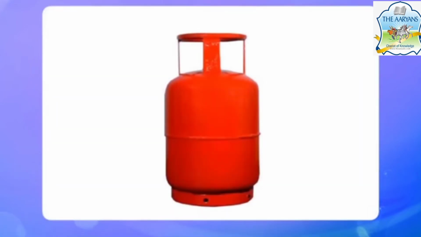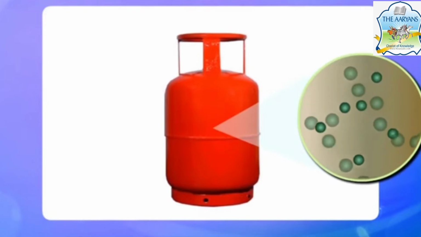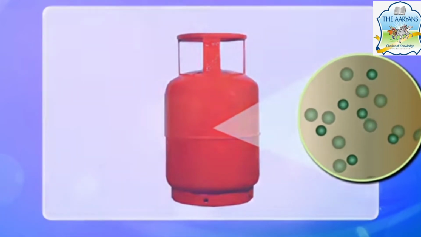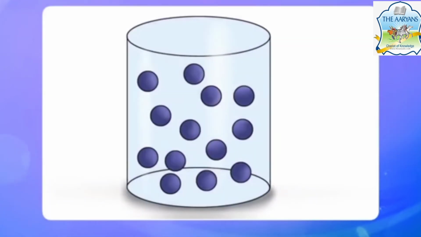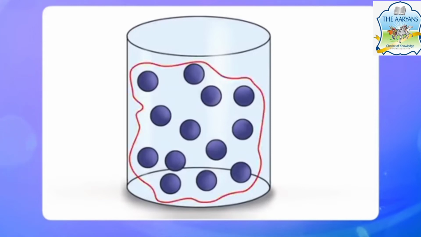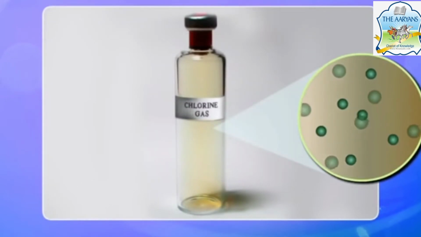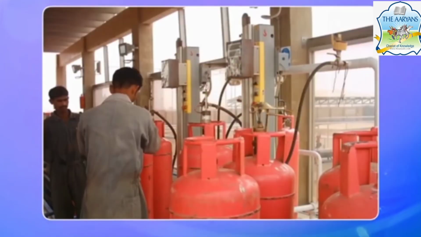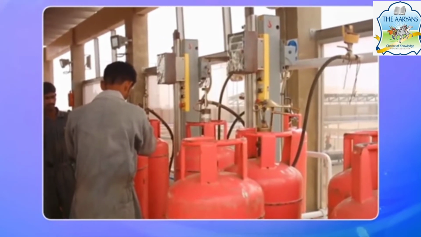Now, in gases, the molecules are very loosely arranged. Gases have neither a definite shape nor a fixed volume. They scatter all around. Gases occupy all the available space. That's why gases can be compressed in specially created metallic cylinders.